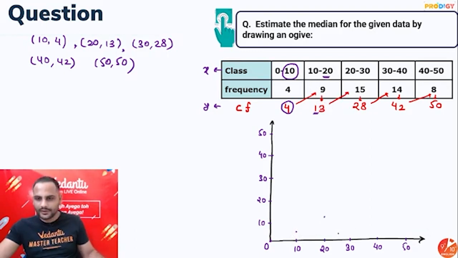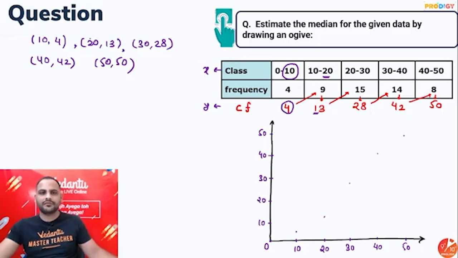Then 30 comma 28, just below 30, let's say over here. Then 40 comma 42. So 40 comma 42 will be just above 40 over here, and 50 comma 50 will be over here.